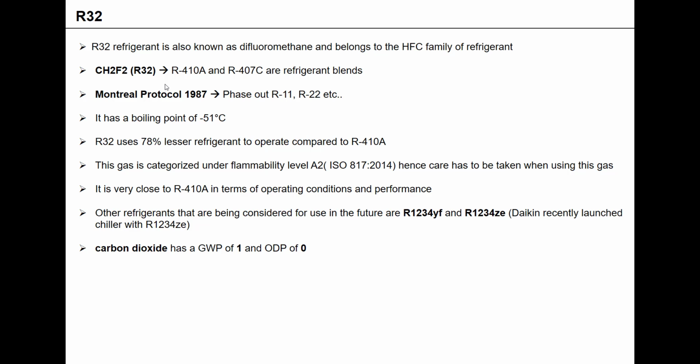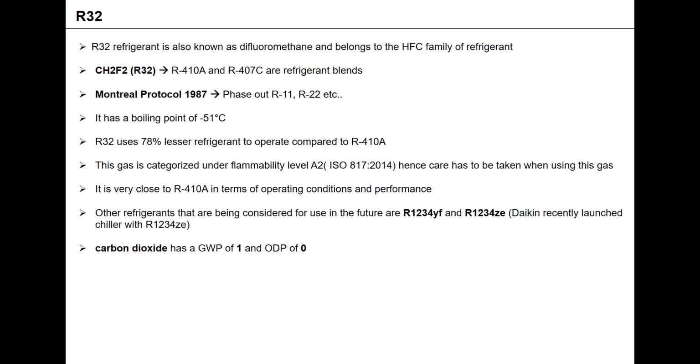And this R32 refrigerant is a blend of R-410A and R-407C. R-410A is a very famous gas in the HVAC industry, and now the industry is shifting towards R32, because R32 is a little more efficient than R410A. Suppose you are developing a unit with R410A, and you shift the same capacity unit to R32, then you require less gas because it is more efficient than R410A.